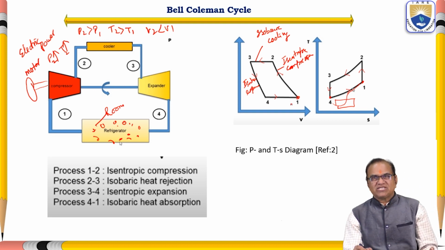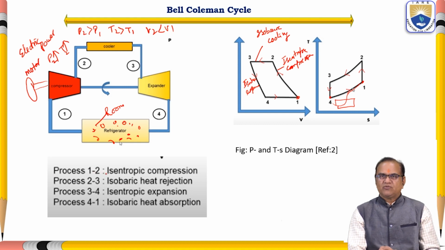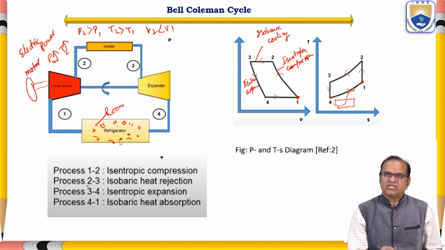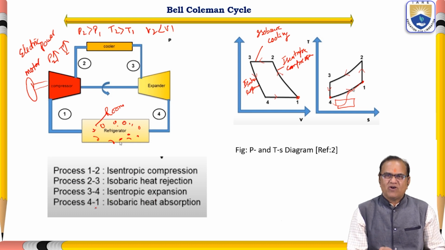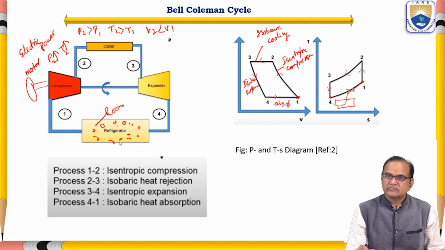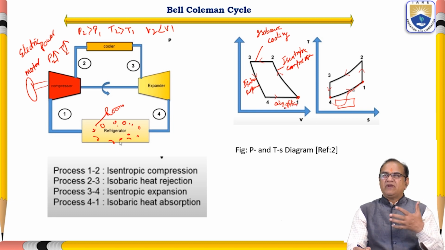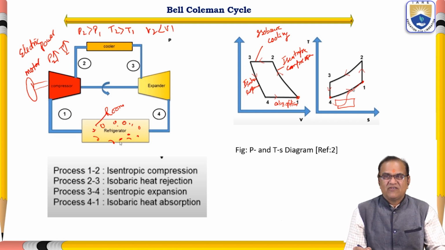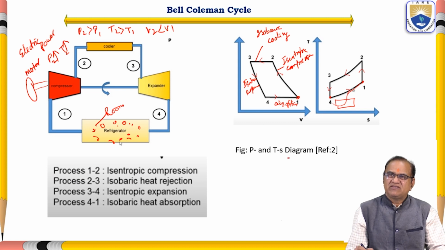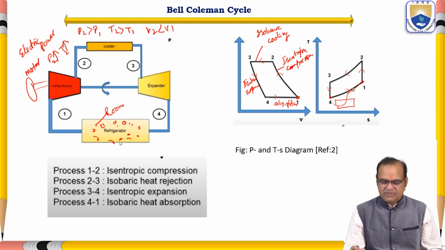So here we have the 4 processes in the Bell Coleman cycle. Process 1 and 2, isentropic compression. Process 2 and 3, isobaric heat rejection. Process 3 and 4 is isentropic expansion. Process 4-1 is isobaric heat absorption. So here 4-1 it is absorption. Absorption means heat is absorbed from the place where we want to do the cooling effect. So here these PV and TS diagrams are shown and they are taken from reference 2.